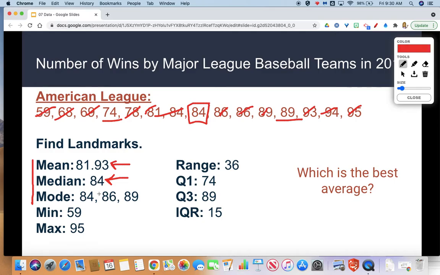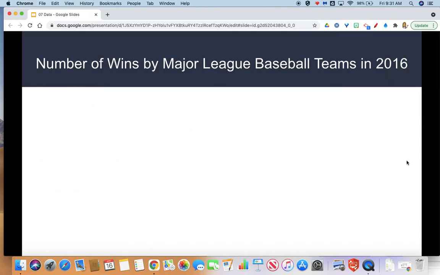I don't have one number that repeats a lot. Although I have 3 modes, that's not one number repeating many times. So I can eliminate the mode as a best choice. I would probably say the mean is the best choice. I don't think 59 is big enough of an outlier. If you argued that it was, then maybe you would pick the median, but I would say mean is probably the best average here. You try this data set.